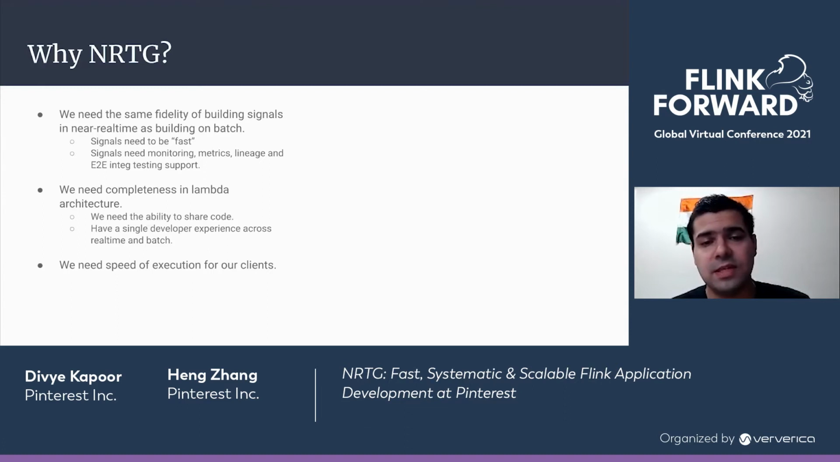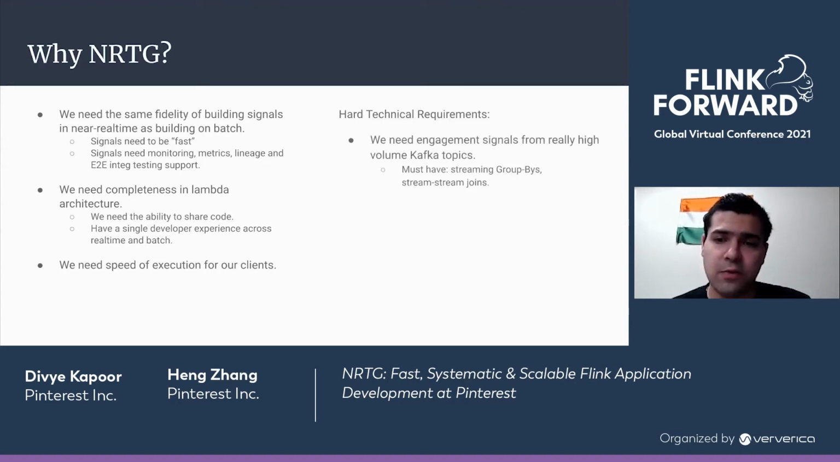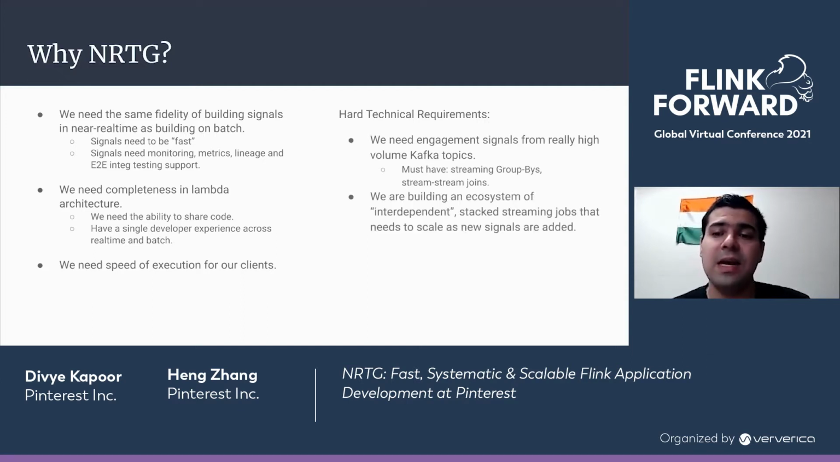Our client teams are business teams. They are not Flink experts. And we need engagement signals from really high volume Kafka topics. We need to have streaming group by and stream joins, and we're building an ecosystem of interdependent stacked streaming jobs. And they need to scale as new signals are added.